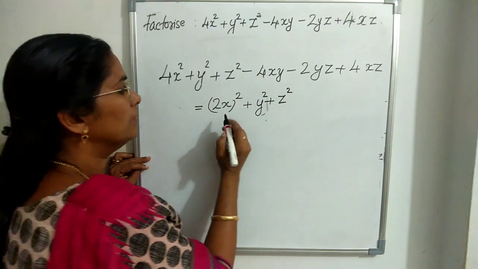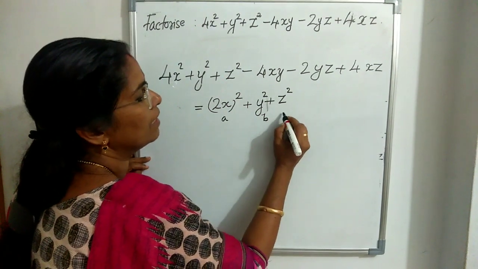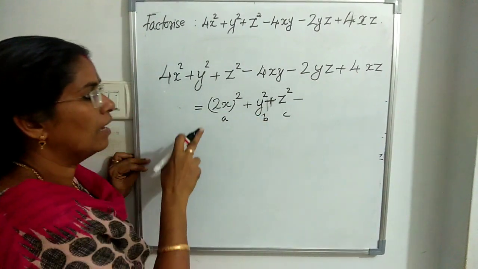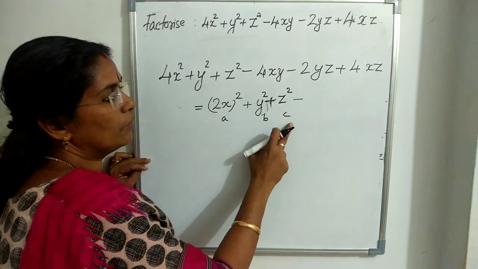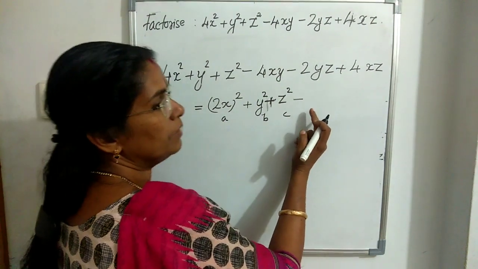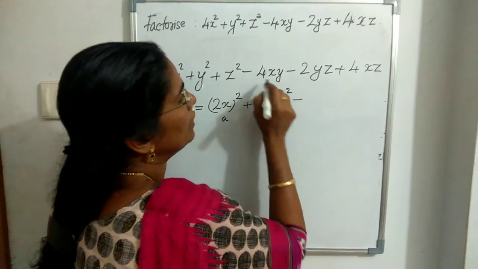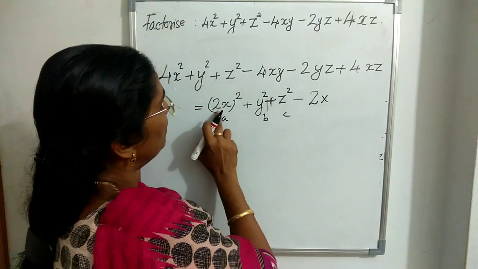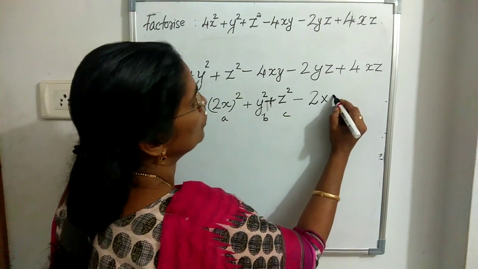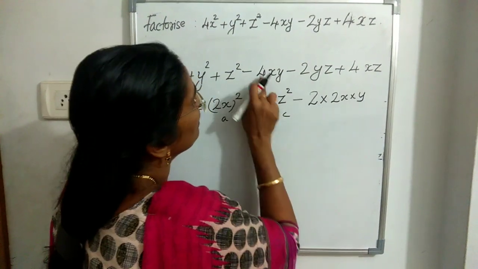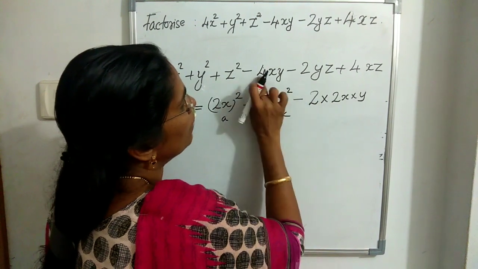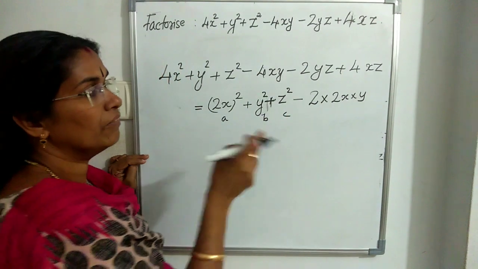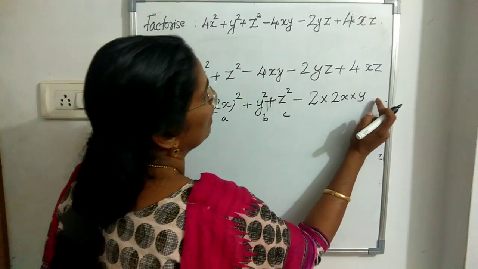Now you have to think. This is our A and this is B and C. After that you have to find out our formula: A square plus B square plus C square. Next term is 2AB. So instead of 4xy we can make it 2 into AB. A means here 2x, B is y. So 2 into 2x into y. Now check our term, whether it is correct or not. See, minus 4xy here. So 2 into 2x into y. We are applying our identity here.